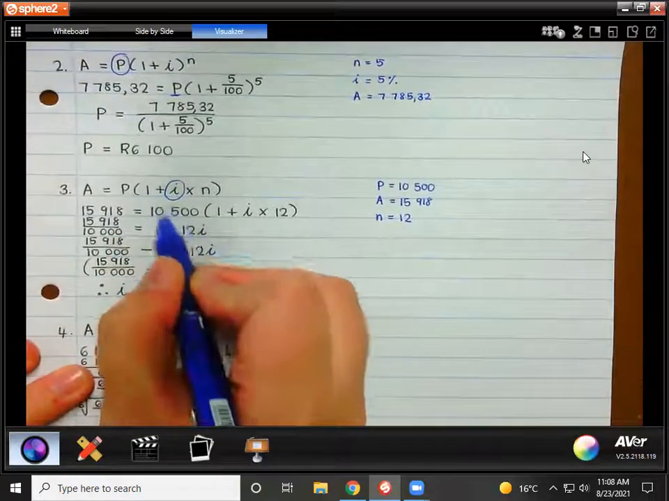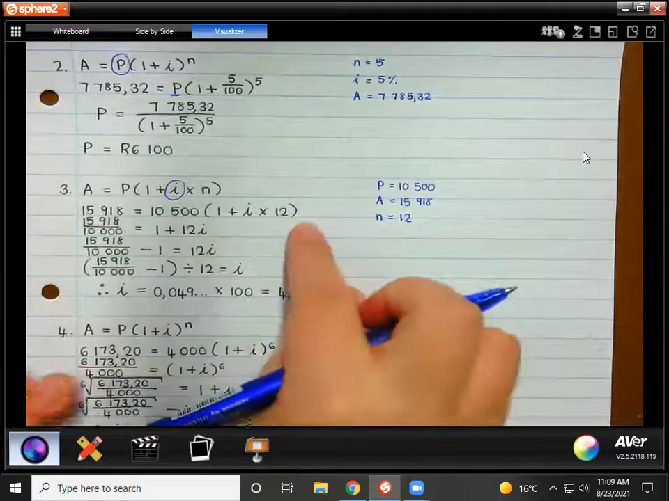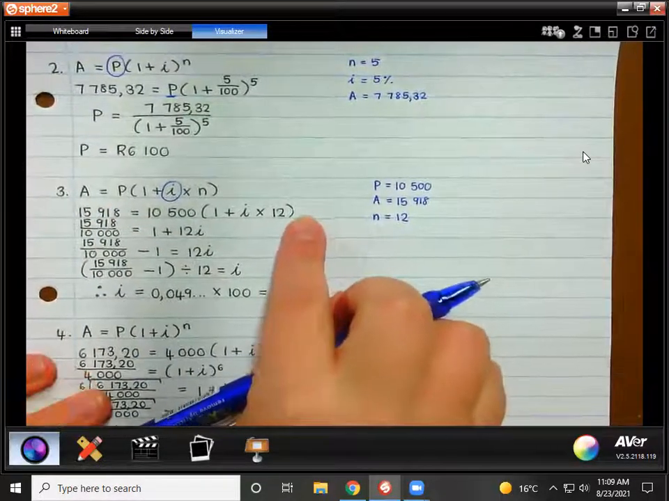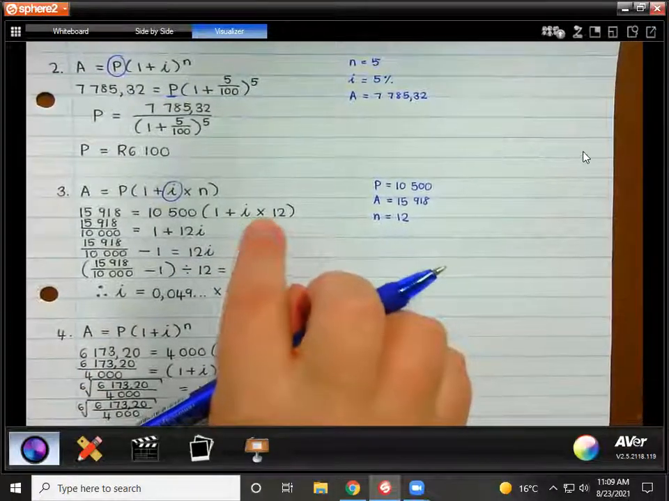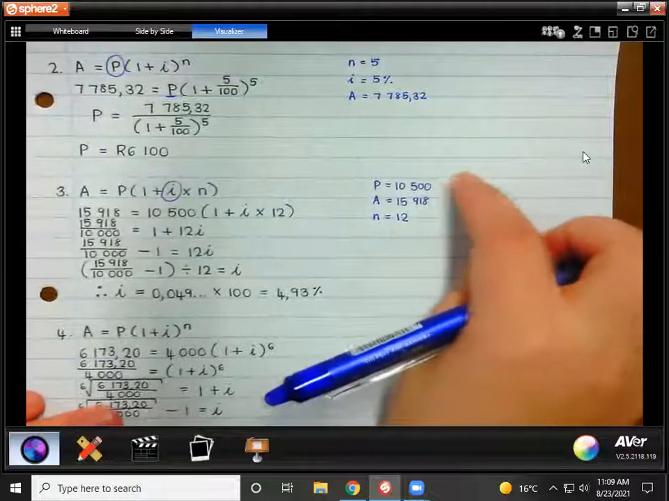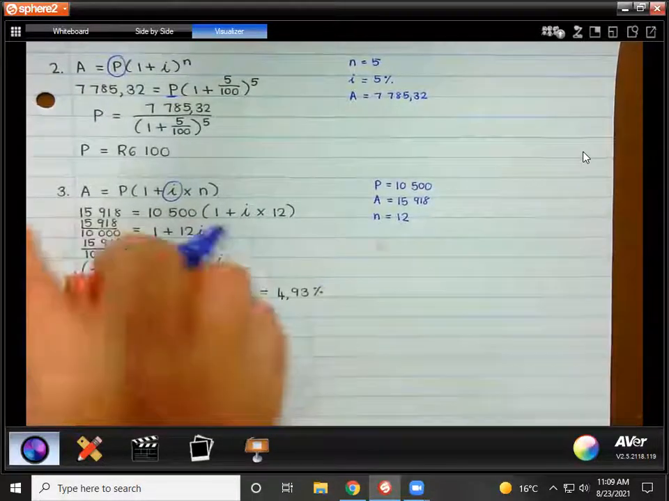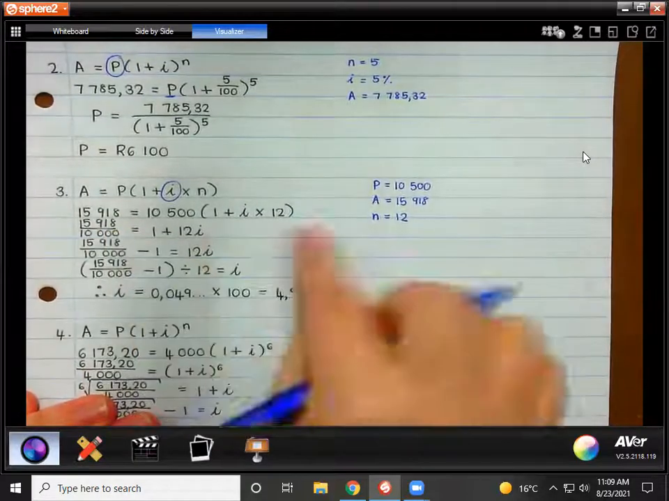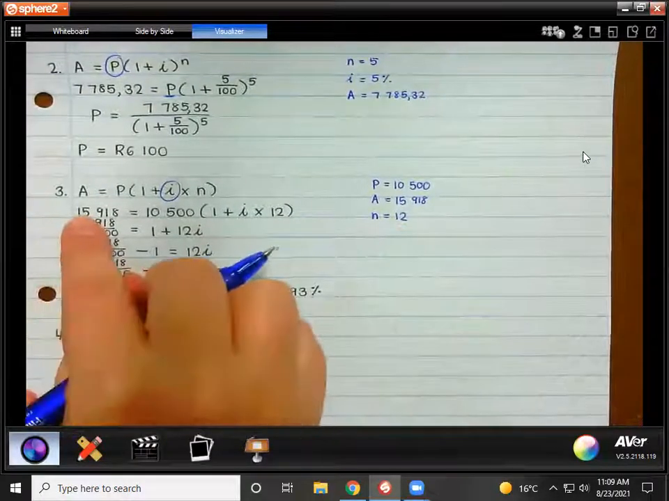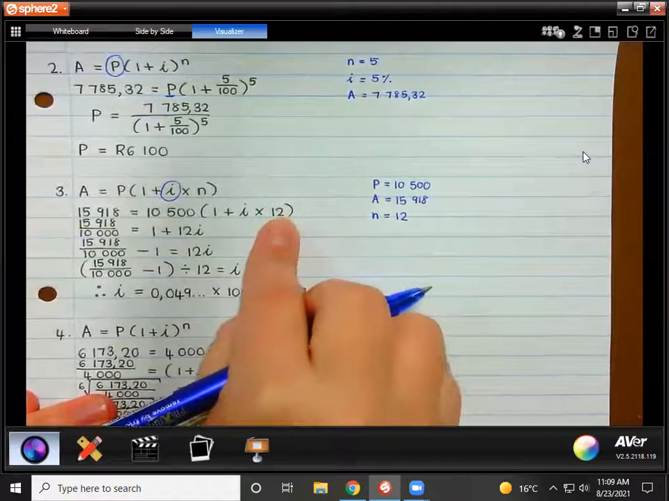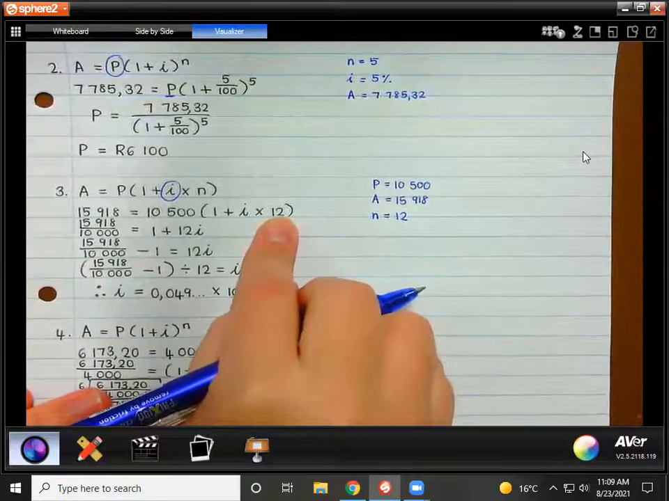So first, you are going to fill all your values in. And guys, for this line, you get 2 marks. So even if you don't know how to then get I on its own, you can get 2 marks just by knowing what P is, what A is, what N is, and filling it into the correct formula. So that's 2 marks straight away. A is the bigger number there, P is 10,500, and N is 12, number of years.